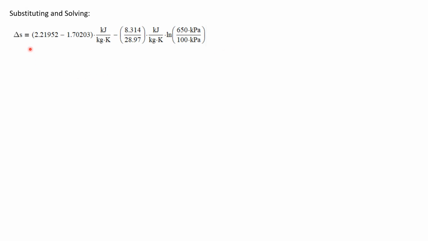So now we can substitute and solve. We have delta S is S naught of T2, our first value here, minus S naught of T1, the second value here that we got from the air table, minus the gas constant R, which is the universal constant in SI units, 8.314, divided by the molecular weight of air, which is 28.97, and that quotient having units of kilojoules per kilogram K, and then times the natural log of P2 over P1. And that gives us a change in entropy of minus 0.0197 kilojoules per kilogram K.